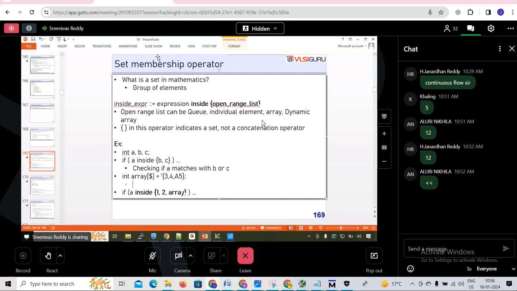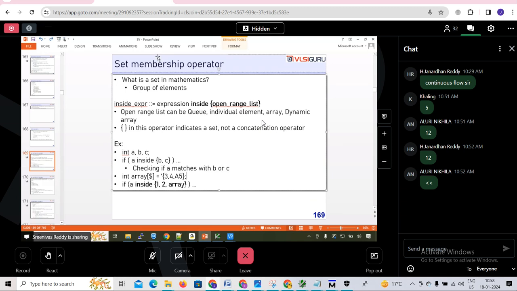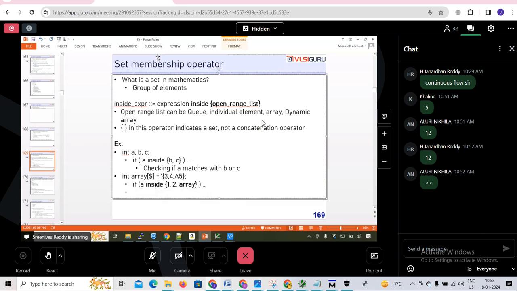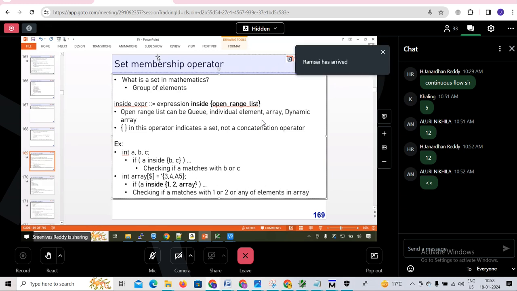Here, what are you checking in this case? Again, checking if A matches with 1 or 2 or any of the elements in the array. Three things are there totally: number one, number two, and the array. The array itself can have many elements, right? It checks with all of them.